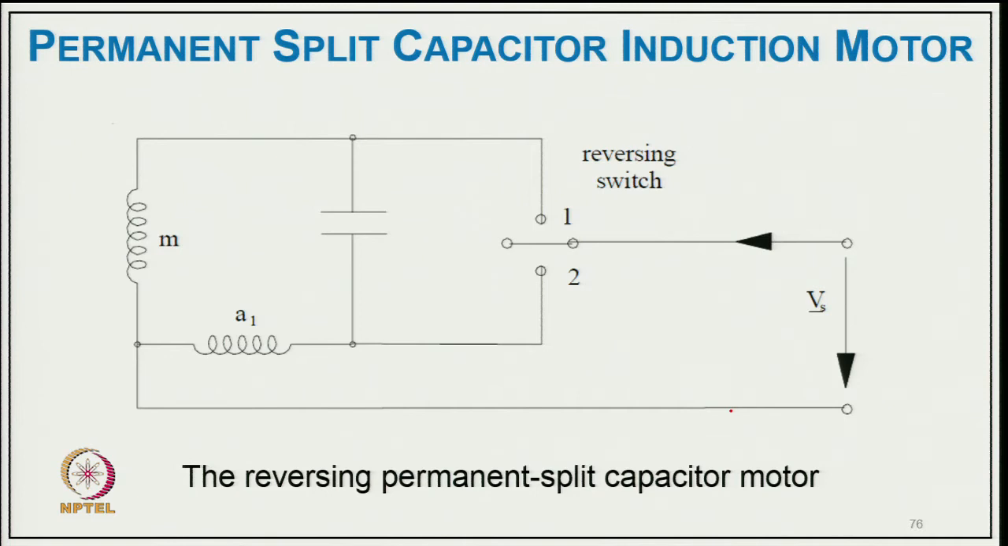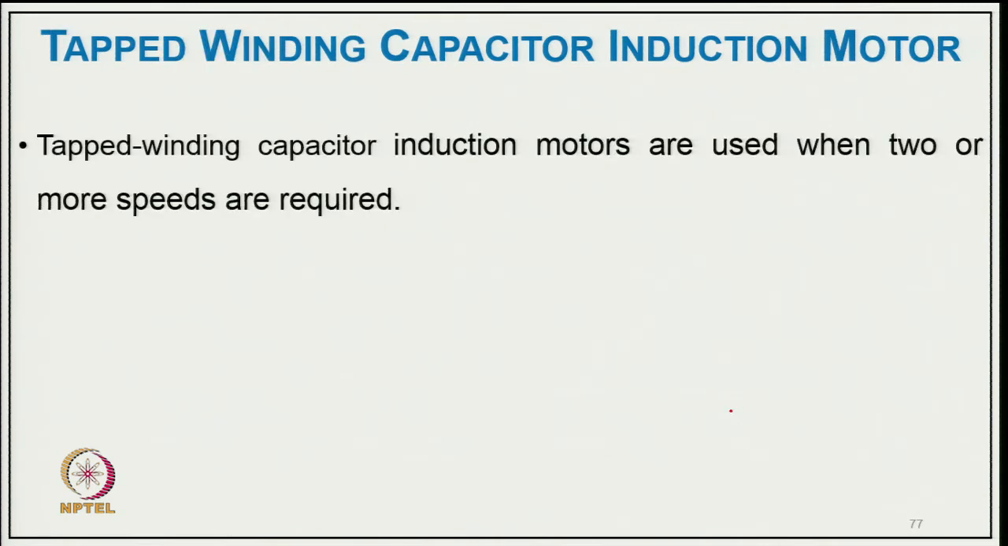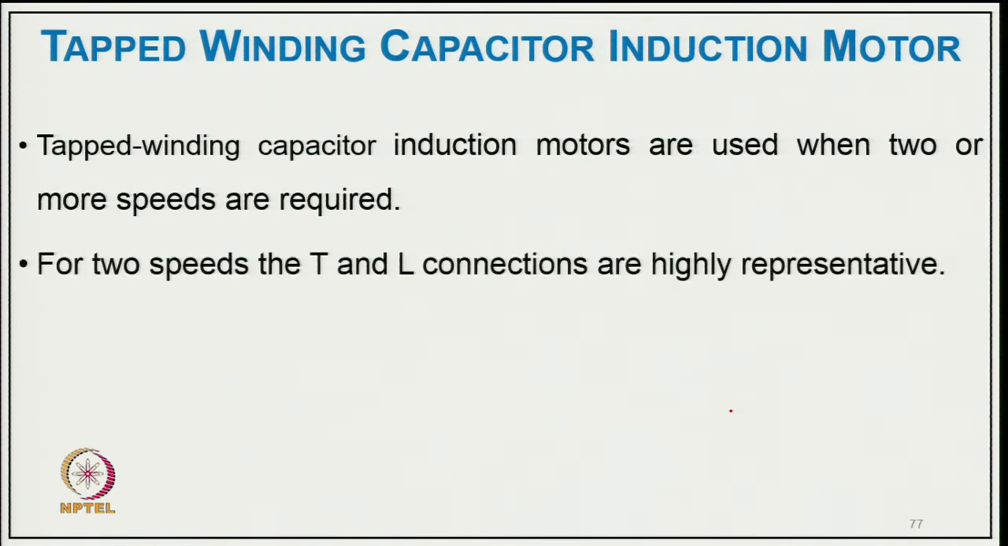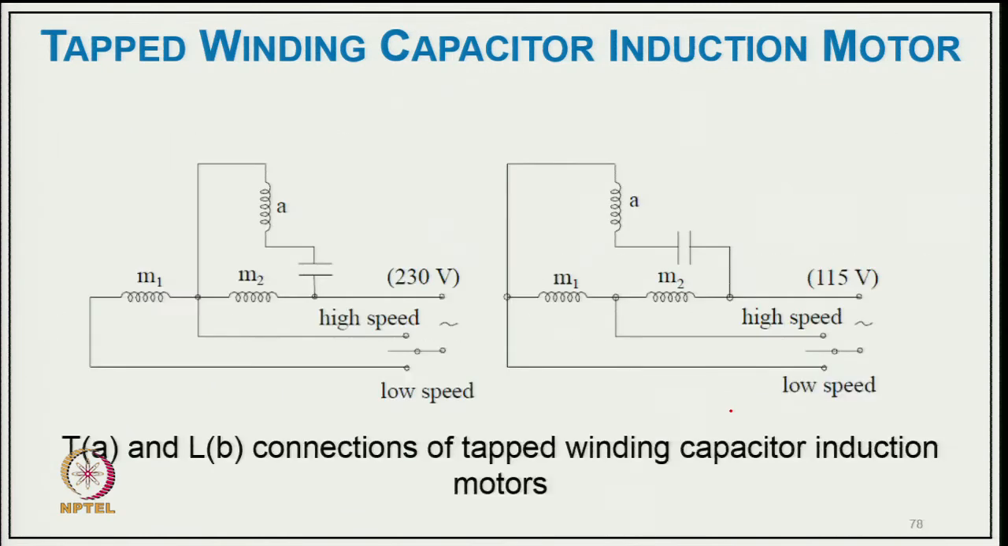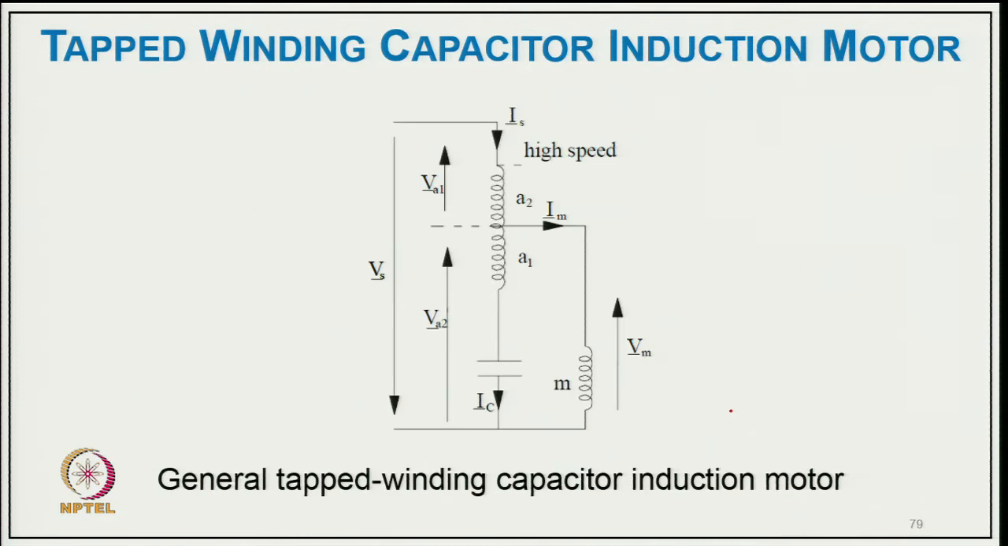The reversing of this motor can be done by changing the supply, I mean whether the capacitor comes in series with the main winding or the auxiliary winding. So, the direction can be changed. Tapped winding capacitor induction motors are used when two or more speeds are required. So, for two speeds the T-L-N connection is highly representative, where the main winding contains two sections M1, M2. These are two speed motors normally used in many applications, where the winding is put into different parts for low speed and high speed.